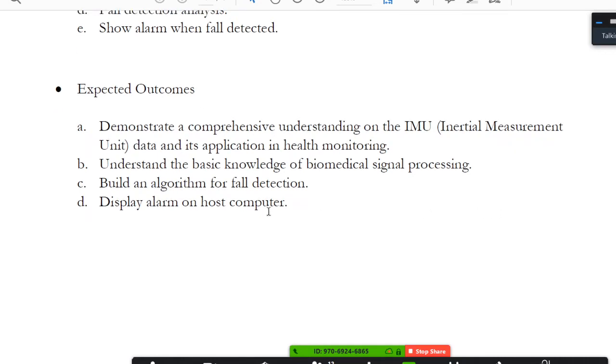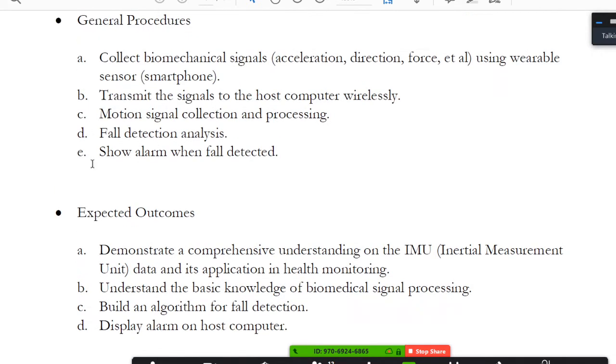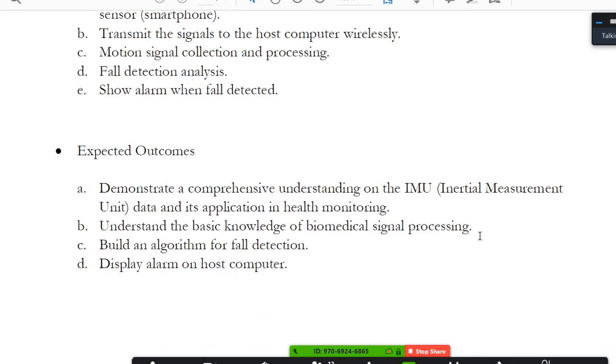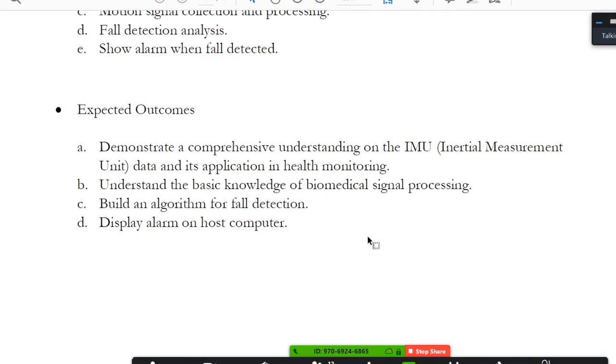And also understand the basic knowledge of biomedical signal processing. This is very basic. You don't need to go deep. You don't need to know any signal processing for all of this procedure, just motion signal collection and processing. Processing may not go to signal processing, just simple processing. For example, get rid of some spikes, and then build an algorithm for fault detection. This one you should be okay, and also display an alarm on the computer.